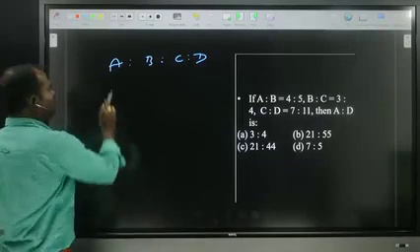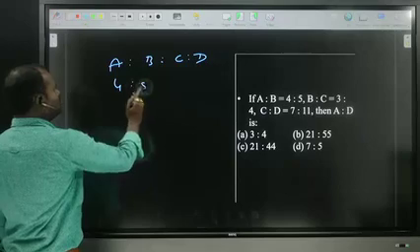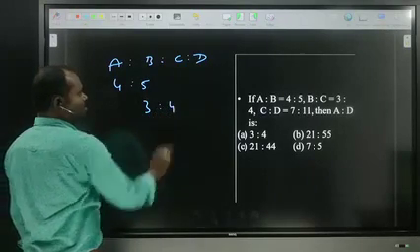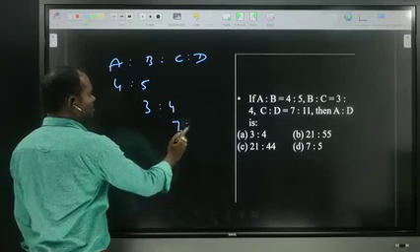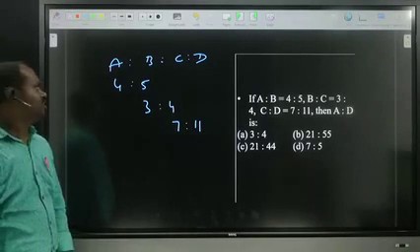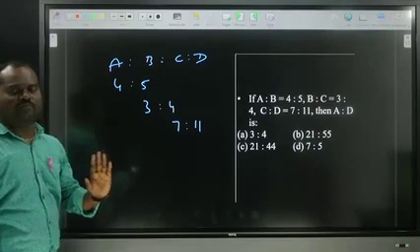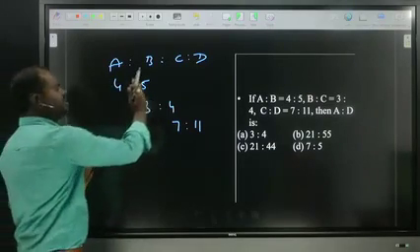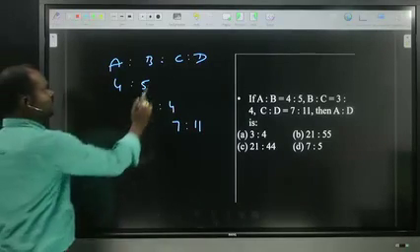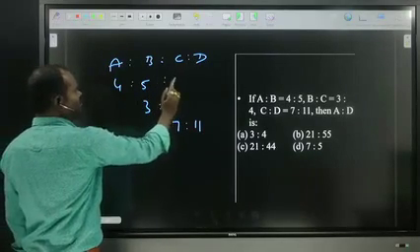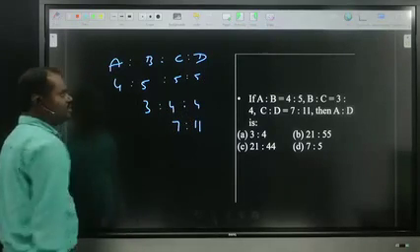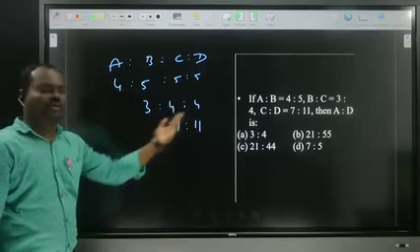So what is the first one? 4 is to 5. Next, 3 is to 4. Next, 7 is to 11. Here also there are many methods. The simple method is, first of all, what are the empty places? This side number, write down on this side only, and that fills the empty place. So here 5 is there, the same 5. Then 4 is there, write down 4. This side number goes to that side only.